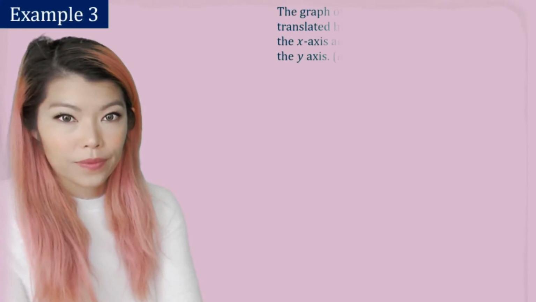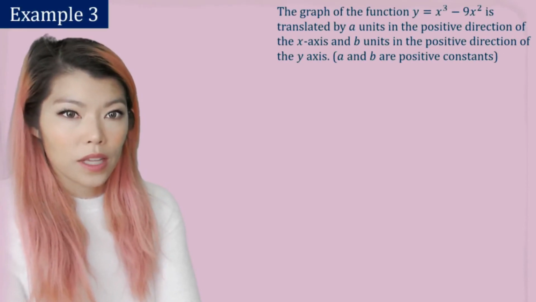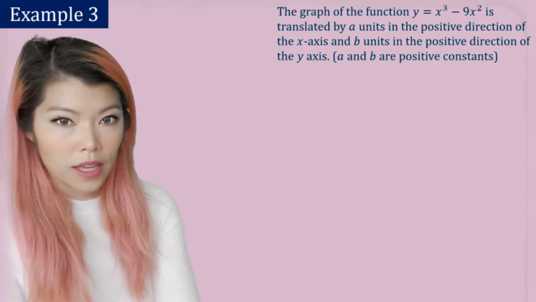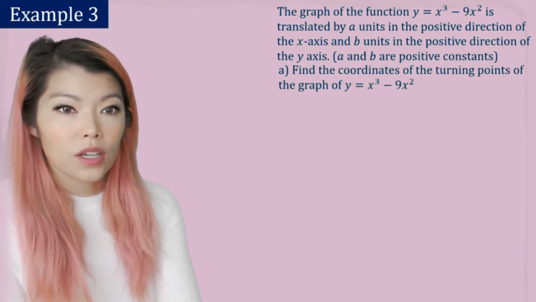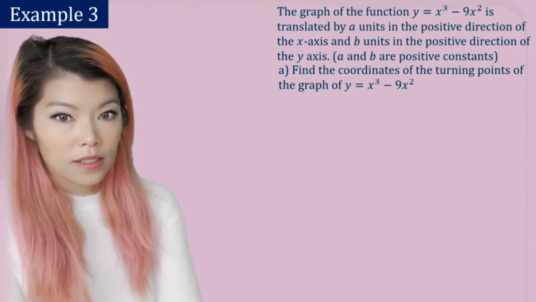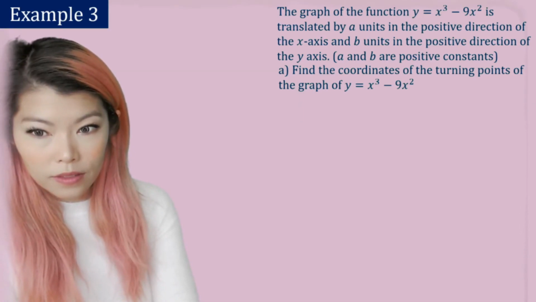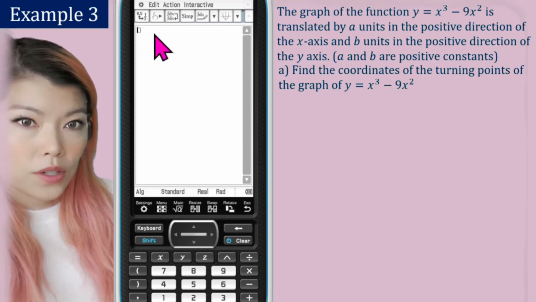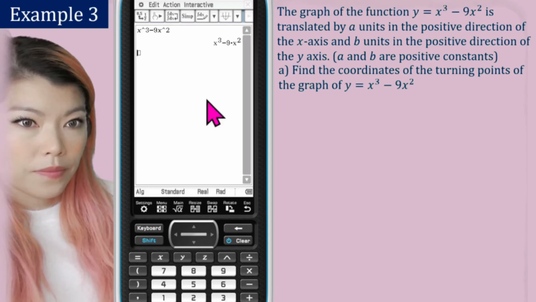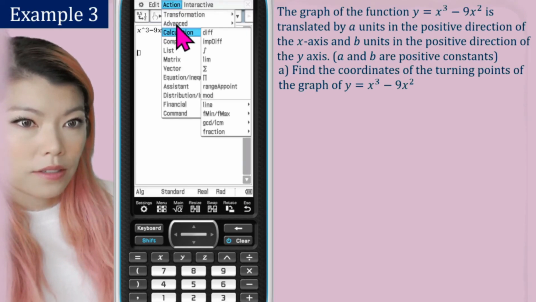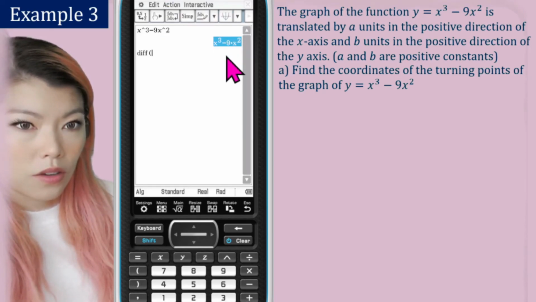Example 3. The graph of the function y equals x cubed minus 9x squared is translated by a units in the positive direction of the x-axis and b units in the positive direction of the y-axis. Find the coordinates of the turning points of this graph. So let's use our CAS. So the equation we're working with now is x cubed minus 9x squared, enter. So we have to differentiate it to find the gradient.